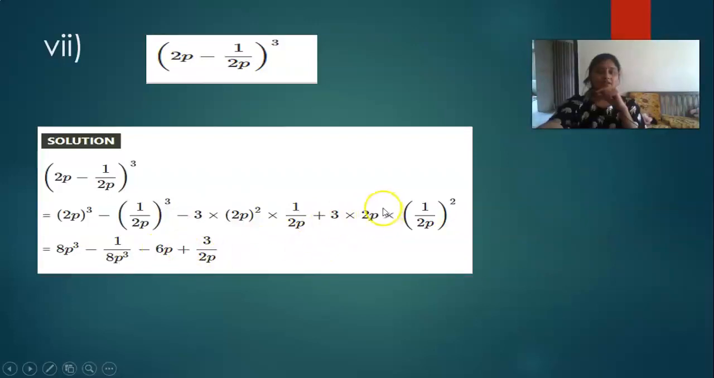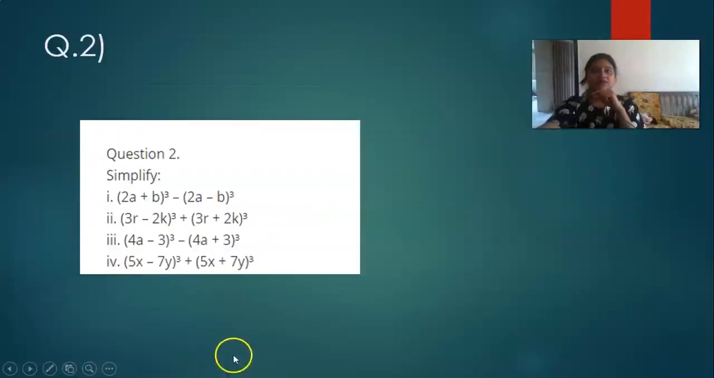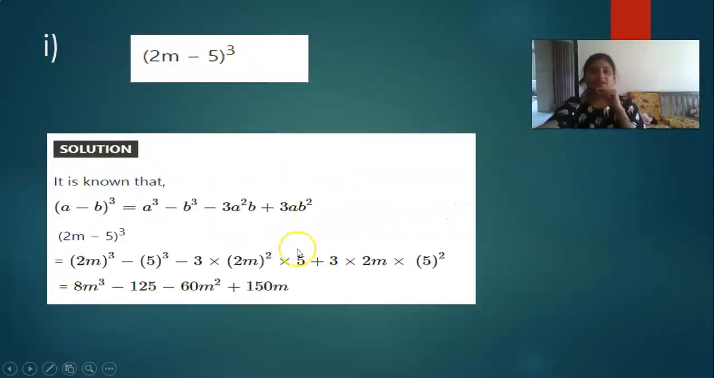Now here also we can cancel one 2p with this 2p, but here the power is 2, so 1 upon 2p is remaining. This 1 multiplied by 3 is 3 upon 2p, 3 upon 2p. This was about 5.2, question number 1. Now question number 2, remaining.